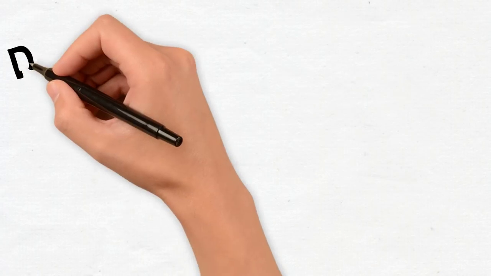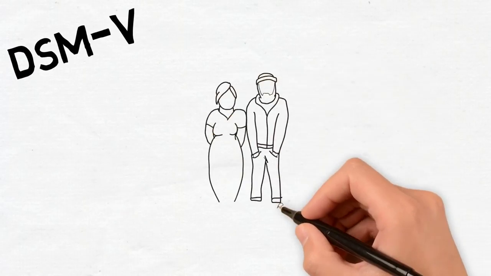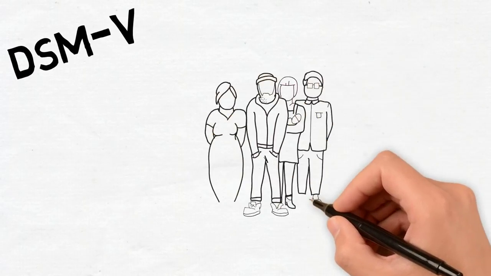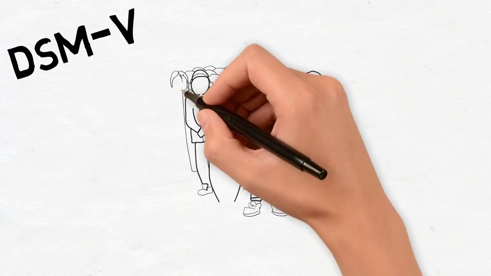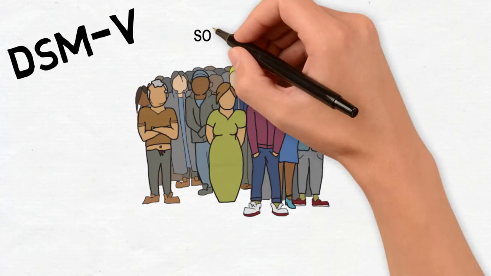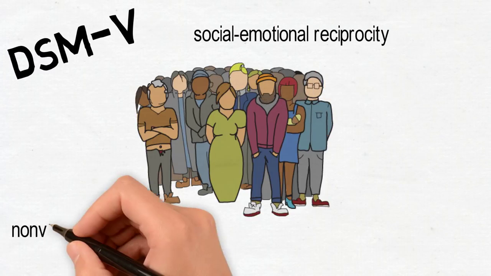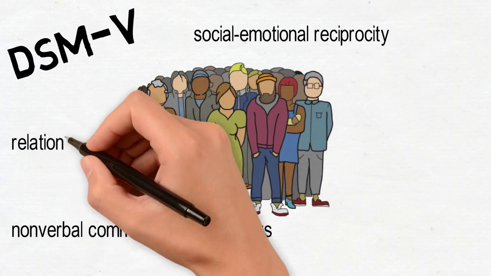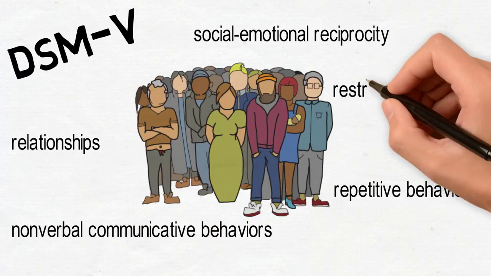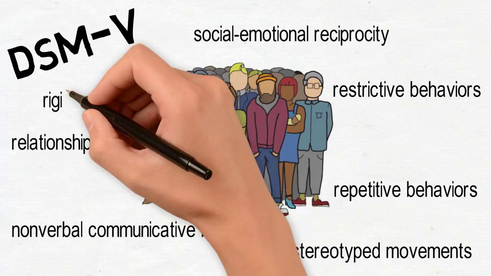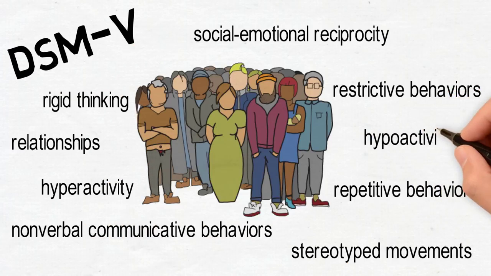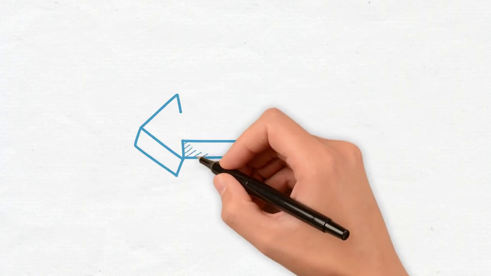The Diagnostic and Statistical Manual, or the DSM-5, is very specific as it mentions children with ASD show persistent deficits in social communication and interactions across multiple contexts. It describes the multiple contexts as having ranges of social-emotional reciprocity, nonverbal communicative behaviors, maintaining and understanding relationships, repetitive and restrictive behaviors, stereotype movements, rigid thinking, and hyperactivity or hypoactivity to sensory input. The DSM-5 describes these symptoms must be present during the child's early development period. So for our next section, we're going to go into contextual information.